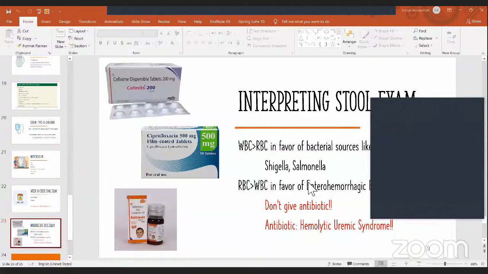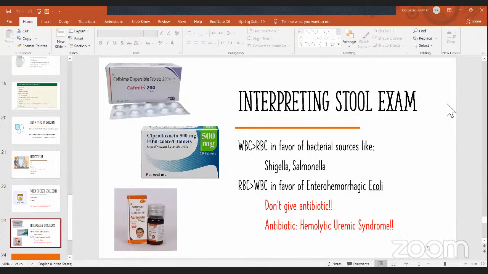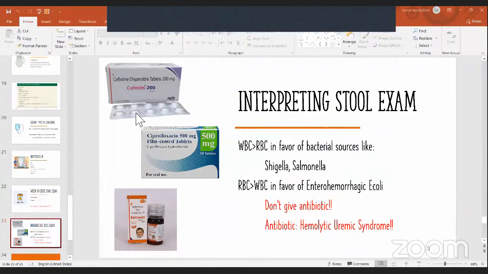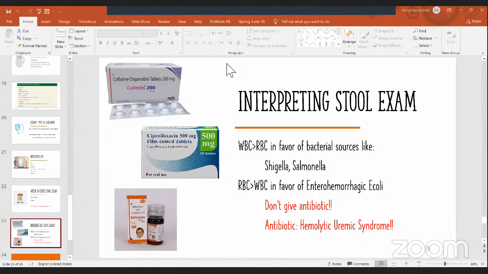Okay, and these are the drugs that you prescribe for the child who has Shigella or Salmonella, and who in stool exam has more white BCs than RBCs. Okay, the best drug to use in children is Cefixime for children who are not admitted. Okay, the Cefixime has syrup and has tablets.